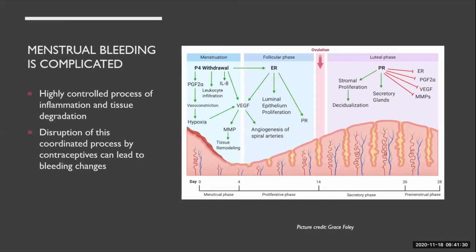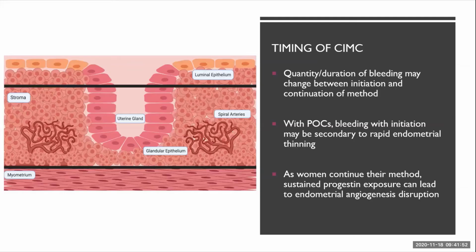As Jackie showed you, menstrual bleeding is complicated, and this is one of the models that we developed of normal menstruation, which is a highly controlled process of inflammation and tissue degradation. And when you have disruption of this coordinated process by contraceptives, you can have bleeding abnormalities. Next slide, please.